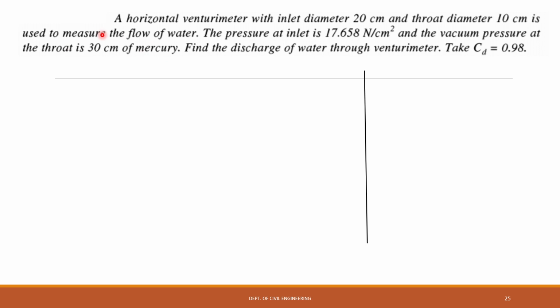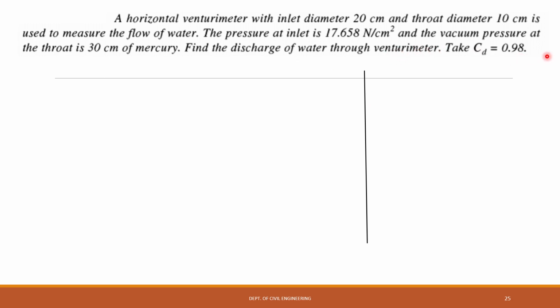And one more point is to be noted over here. That is, it is vacuum pressure at the throat. In the previous modules, we have studied that this vacuum pressure is always negative. It is measured below the atmospheric pressure. So vacuum pressure is always negative. Wherever you see vacuum pressure, you have to take that value as negative. Okay. So pressures are given. Then you have to find out the discharge of water through Venturimeter. Take CD values also given.